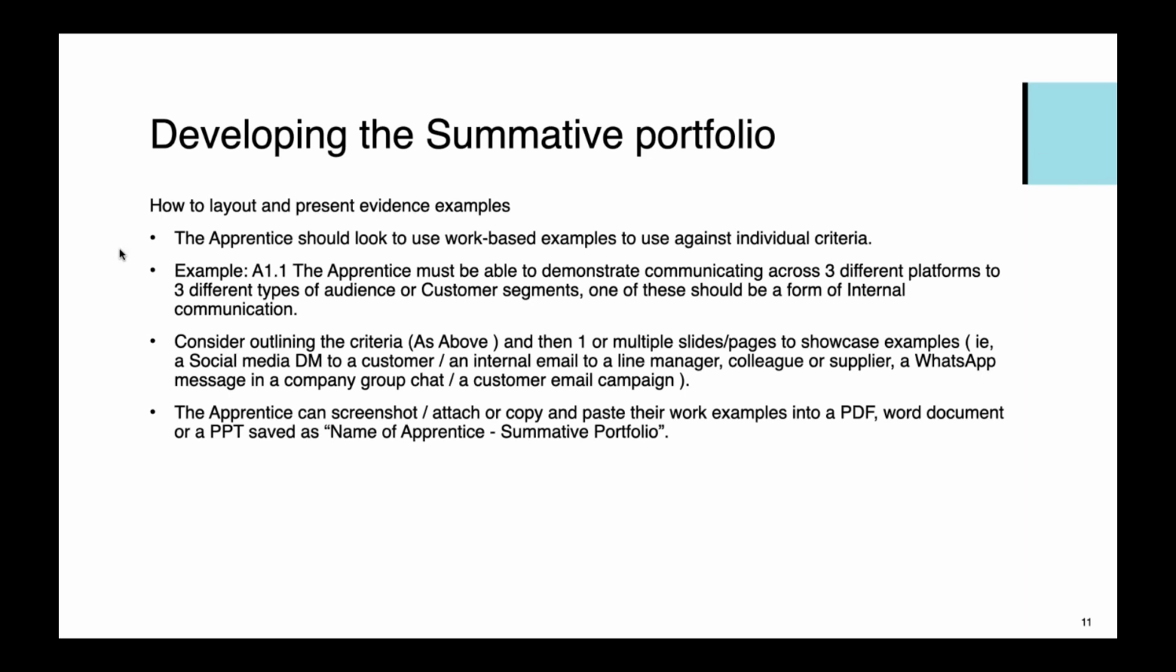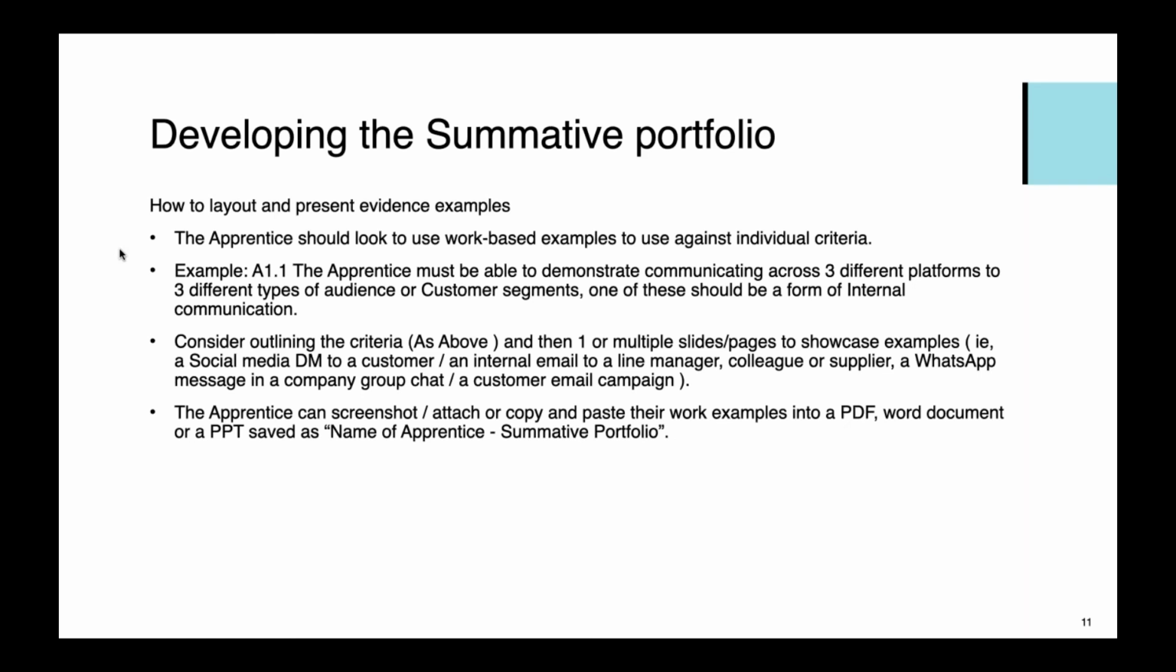So an example here, for one piece of criteria, the first piece on our standard, the apprentice has to demonstrate communicating across 3 different platforms, 3 types of audiences or customer segments, and one of these has to be a form of communication. So what you could consider is considering the criteria above, then look at 1 or multiple slides or pages to show how this criteria has been met.